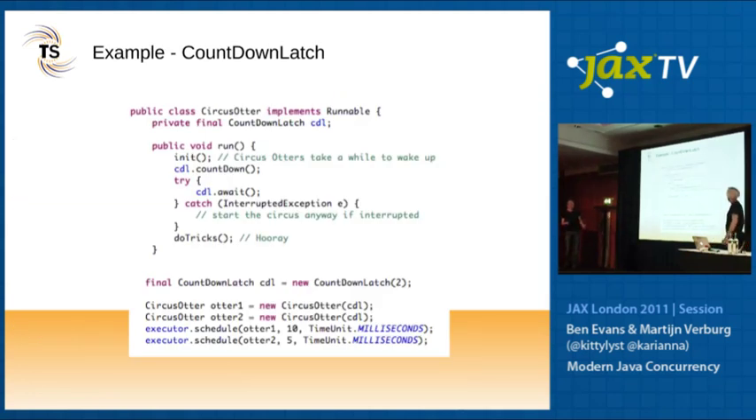Okay, quick example. We've got some circus otters which are wanting to do something, and this is just a very simple thread. These guys are set up, passing the countdown latch, and when they wake up, they count down. This pattern of countdown immediately followed by an await is very common, because it means you've got a number of otherwise identical objects or threads doing slightly different versions of the same task, and you want to get them all to the same place.